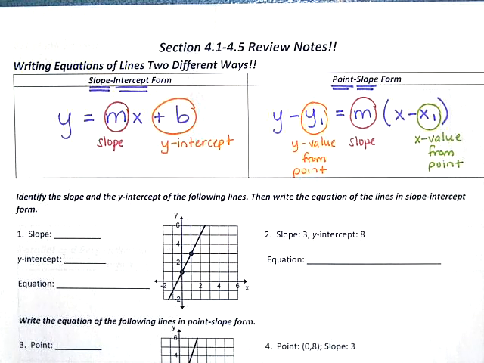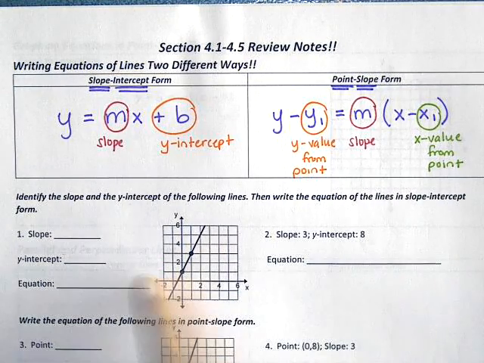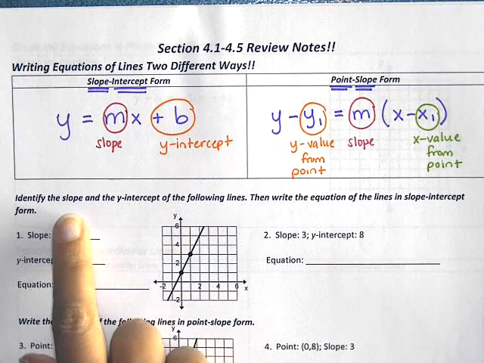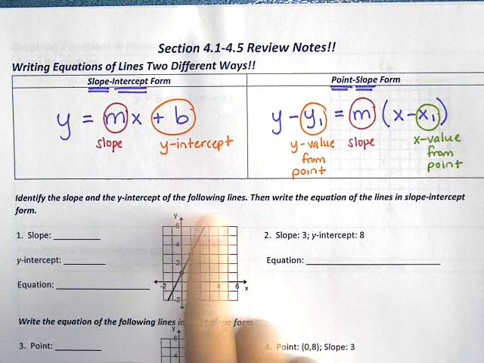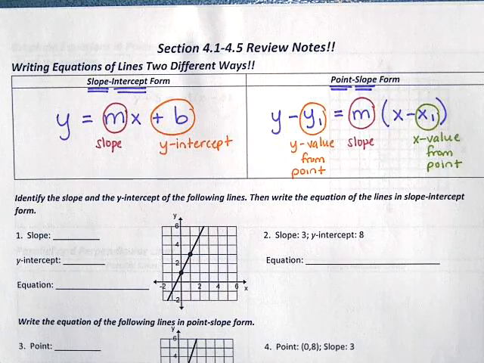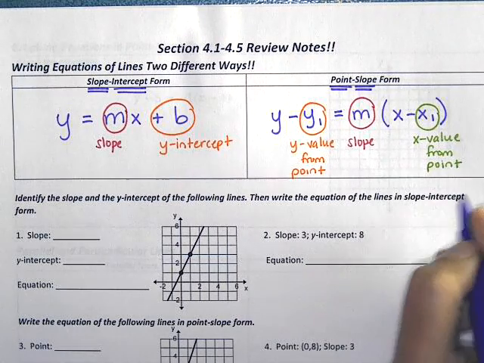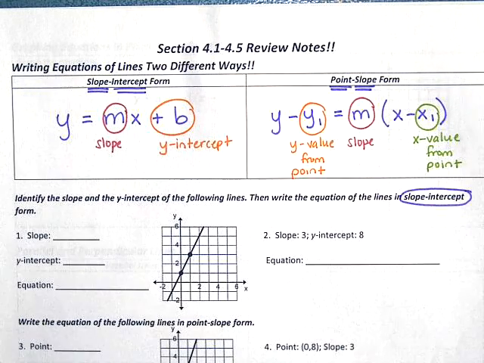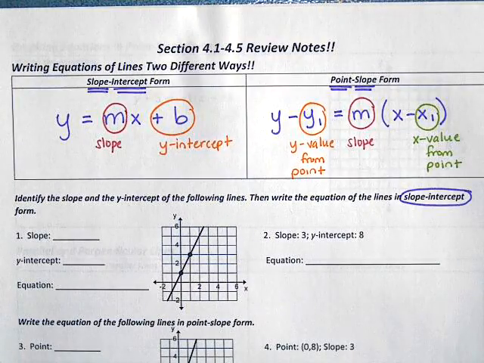So let's practice doing a couple problems. For these first two problems, it says identify the slope and the y-intercept of the following lines. Then write the equations of the lines in slope-intercept form. Now you need to know, for the big summative that's coming up, what slope-intercept form means. I'm not going to tell you that, oh, by the way, it is y equals mx plus b. You're going to need to know that because of the name.